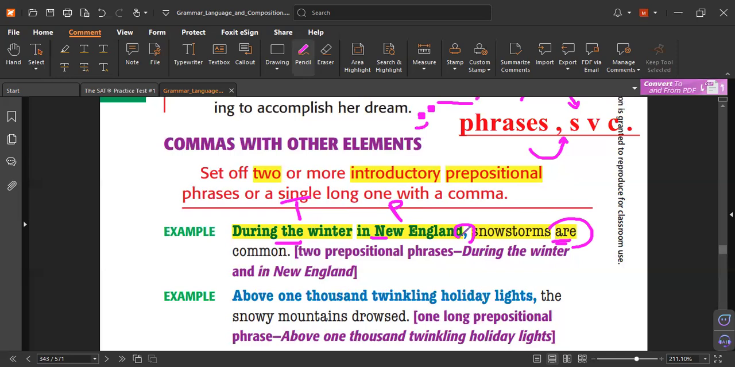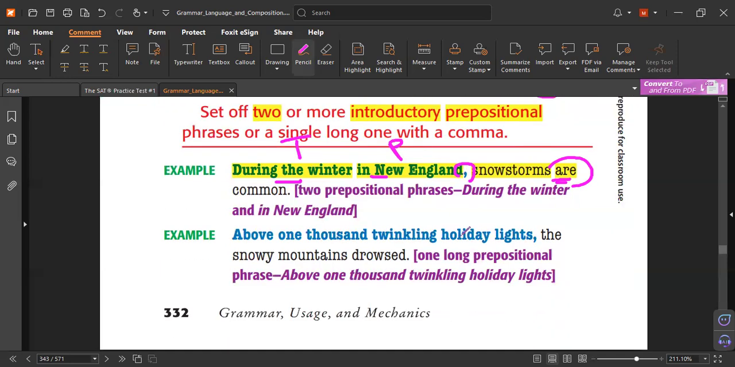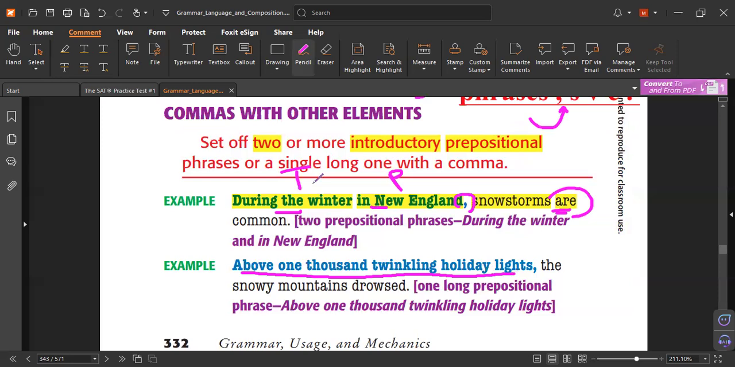Sometimes a comma is optional. You can use it or not. But here it's necessary. That's why. Here again, above 1000. Look, all of it is one phrase, but very long. Look, a single long phrase. You need a comma.